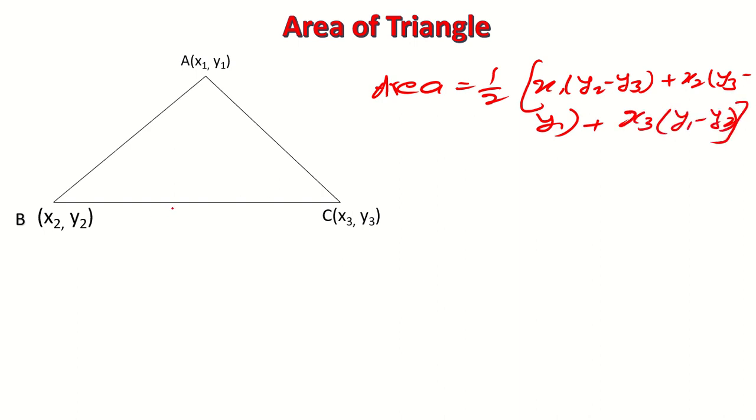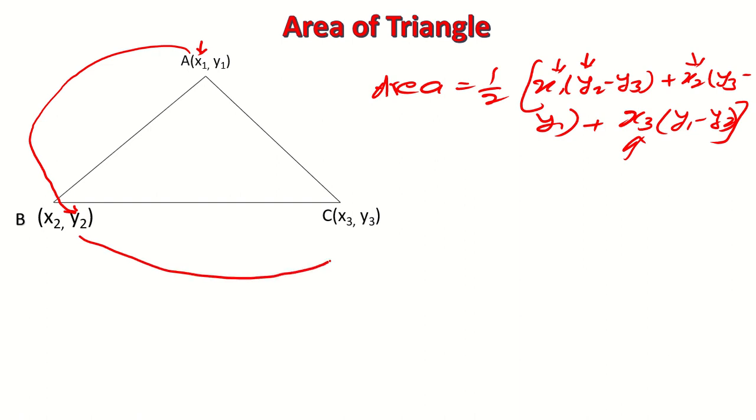Now, how will you memorize this? I will tell you how I memorized it. See, outside the bracket you have to take the value of x, no doubt in this. So if you are taking x1, then you will move in one direction, don't change the direction. Then what value of y will you get next? y2, so write y2 here. Go next. What value of y will you get? y3, so write y3 here.